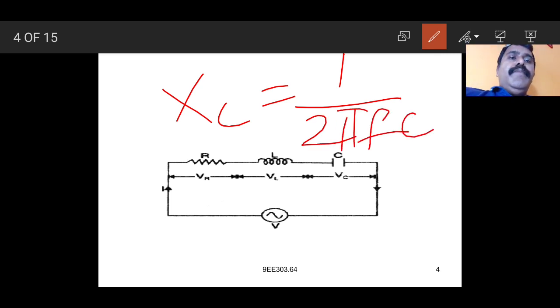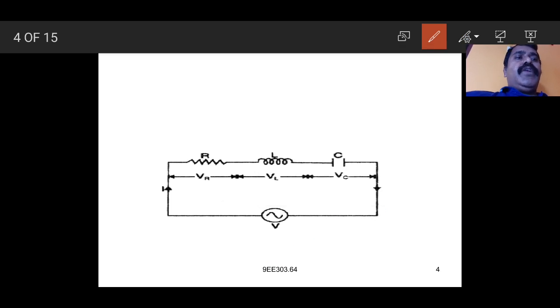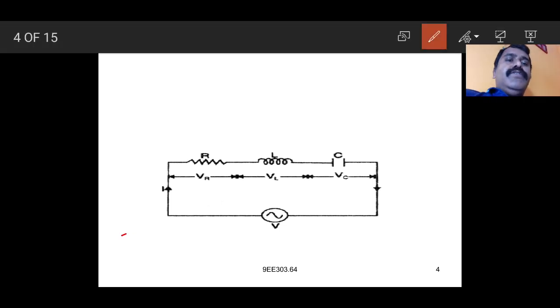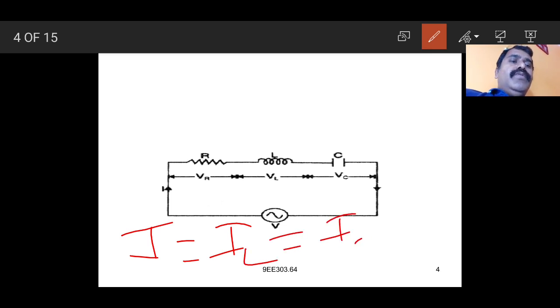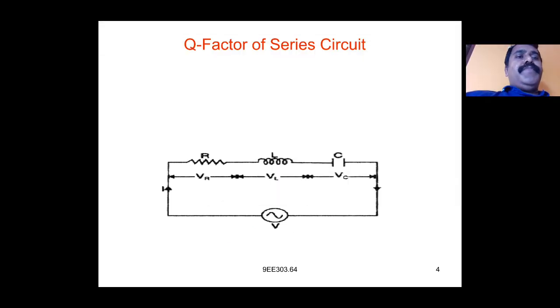The applied voltage is V equal to VR plus VL plus VC in the series circuit. Where the voltage is applied and the current flows, the current remains the same, so I is equal to I1 is equal to I2 is equal to I3. The current remains the same in the case of series circuit.